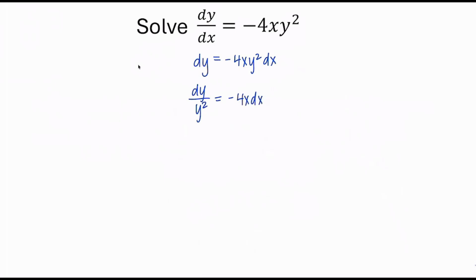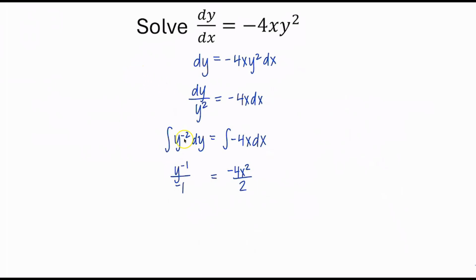And now what I want to do is integrate both sides. So I'm going to rewrite the left side as y to the negative 2 dy, because again, I'm going to integrate this, and then I'm going to take the integral of negative 4x dx. Now on the left side, the antiderivative will be y to the negative 1 over negative 1. On the right side, I'm going to have negative 4x squared over 2.